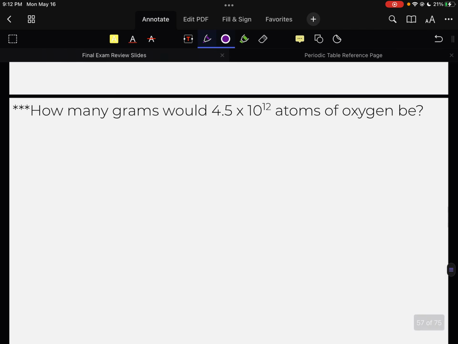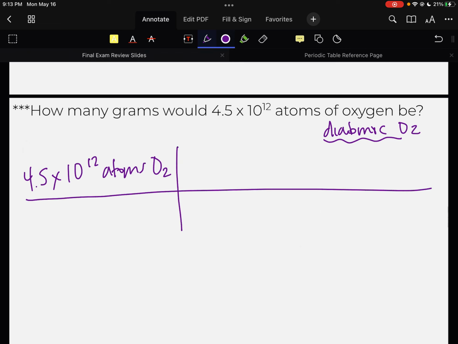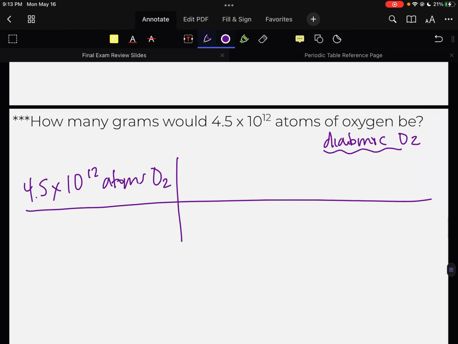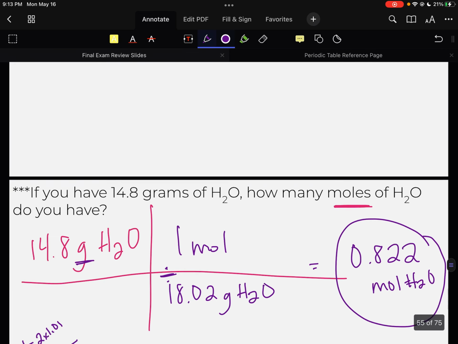Okay, for this one, we're going to actually go 3 steps. So we'll start with what we're given, 4.5 times 10 to the 12th atoms of oxygen. Remember, oxygen is diatomic. So we write that like O2. That's part of the Brinkloff. So we'll put our train tracks, and then let's go up to our map. So it says we're starting here. We have atoms. So our first step to moles, we're going to use our Avogadro's number, 6.02.